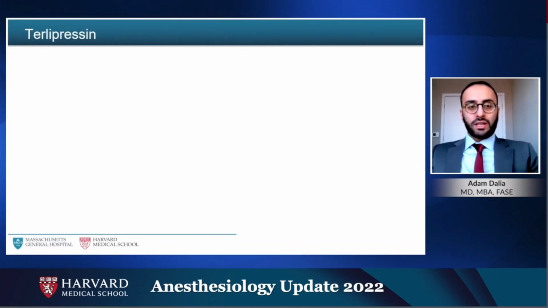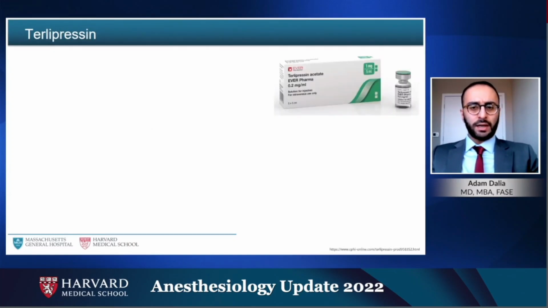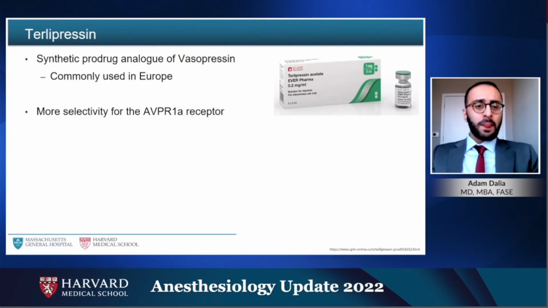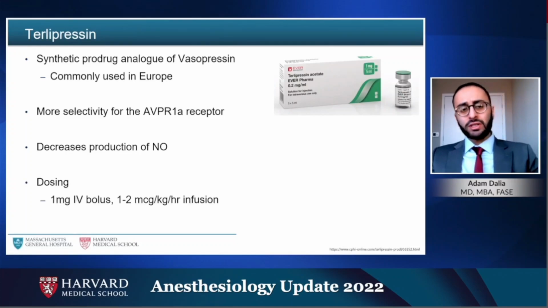So the next drug is Terlipressin, which is, again, sort of related to Vasopressin. It's not currently FDA approved in the United States, but it is used in Europe. It's a synthetic prodrug analog of Vasopressin. It's more selective for that AVPR1A receptor. It helps decrease the production of nitric oxide. And the dosing is around a 1 milligram IV bolus dose with a 1 to 2 mics per kilo per hour infusion.